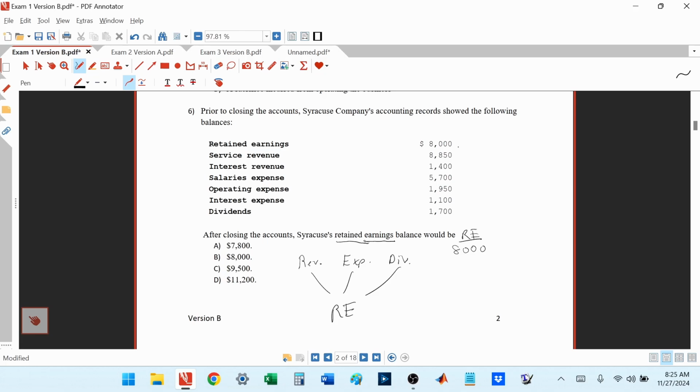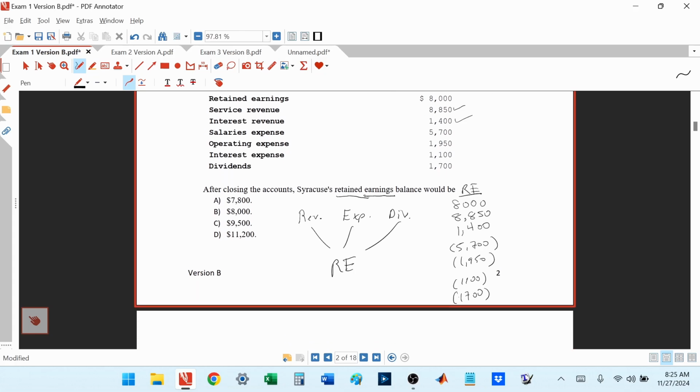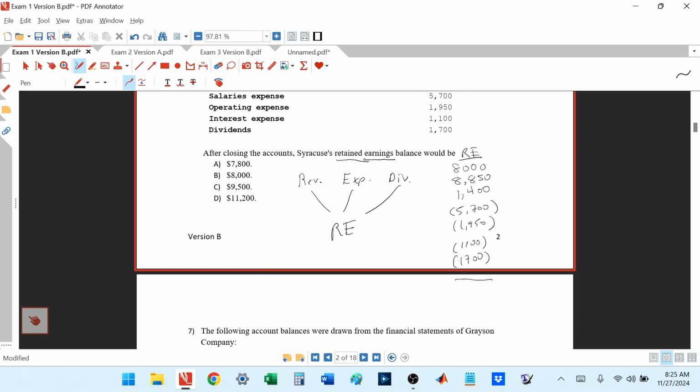And then when we close out the revenue account, that increases retained earnings. We put the revenue into retained earnings and revenue goes to zero. Interest revenue, same thing. The expense accounts, those are reductions from retained earnings. And dividends is also a reduction. So after closing, retained earnings has this balance: 8,000 plus 8,850 plus 1,400 minus 50, and so forth, and you get the answer like that.